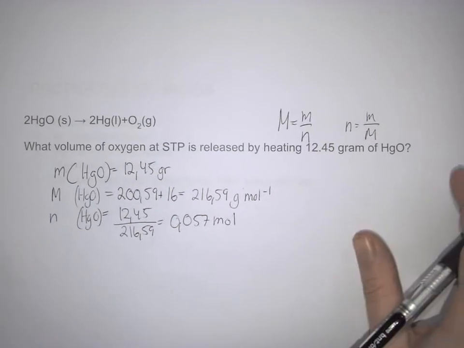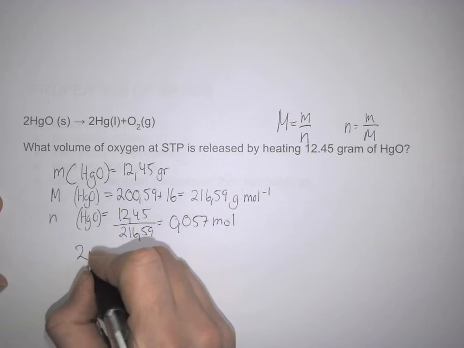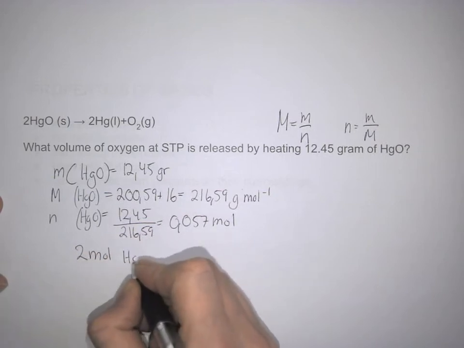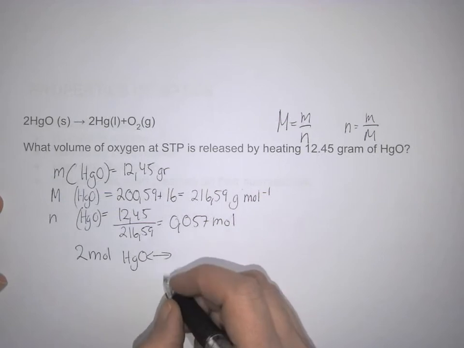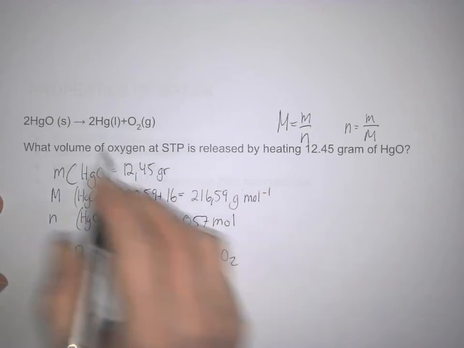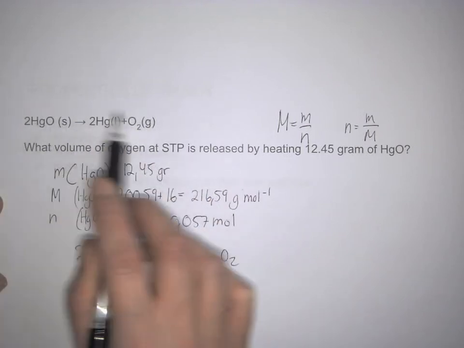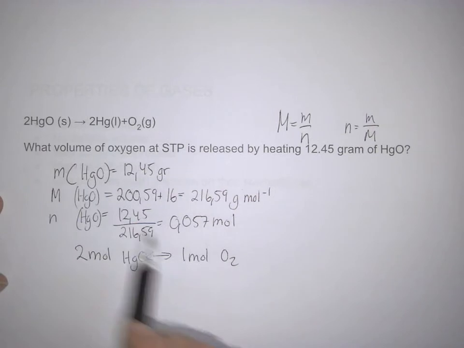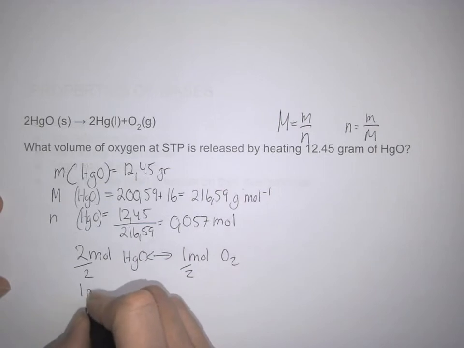What you then do is that you use the mole ratio. You can see that 2 mole of the mercury oxide here is equivalent to 1 mole of oxygen in this equation. This is what you know, this is what you want to know, 2 to 1, and then you divide this by 2, and you need to divide this also.